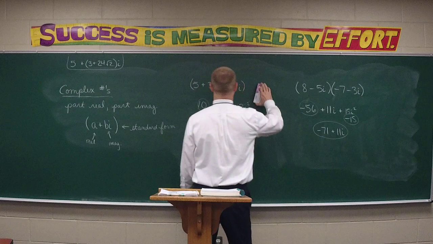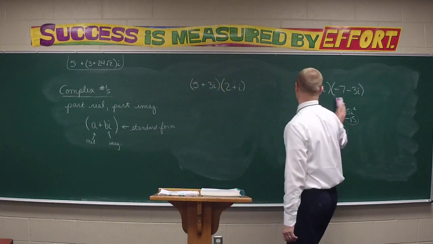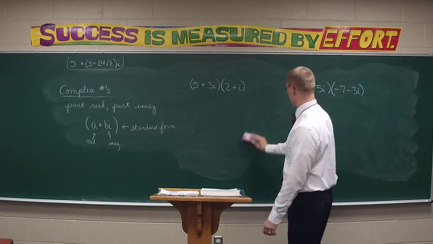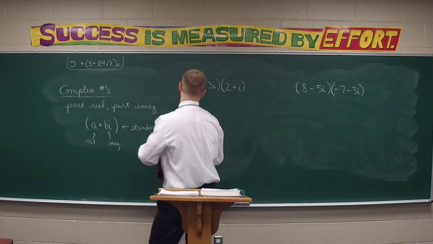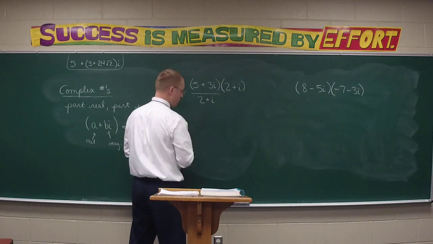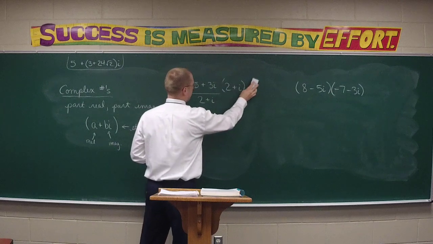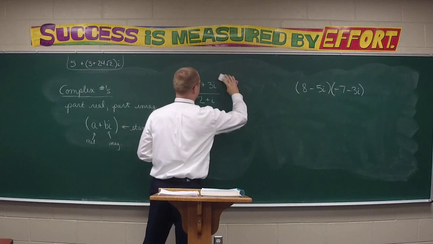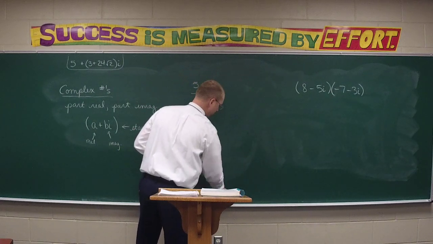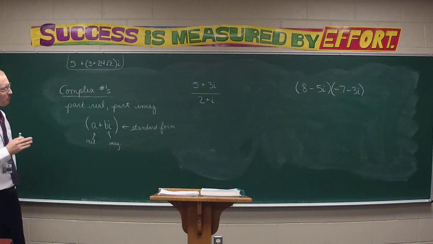Now remember, how do we show division in algebra class? Fractions, with a fraction bar. So I'm going to represent this as 5 plus 3i over 2 plus i, with or without the parentheses. Oftentimes the parentheses would not be used in a division problem, since the terms are already separated by the fraction bar and grouped thereby. Now here's a problem.